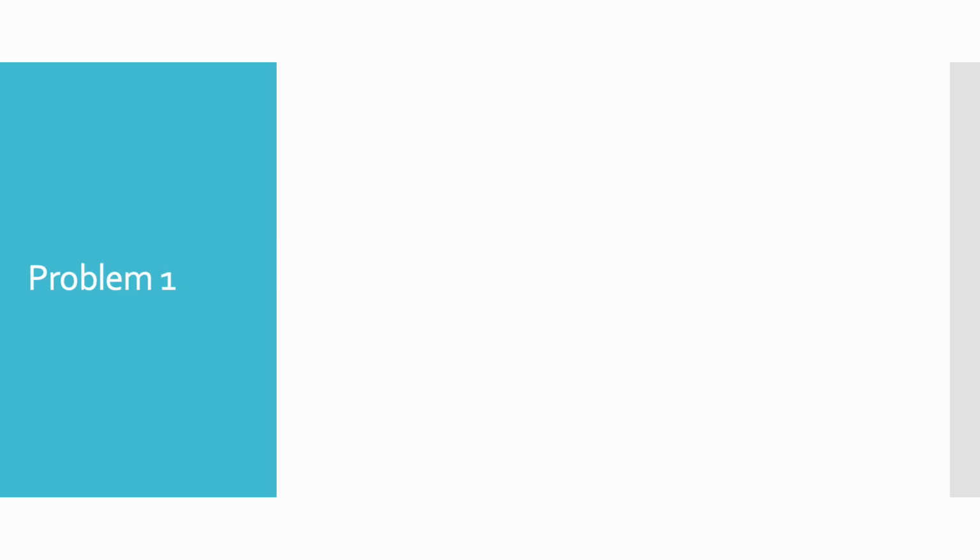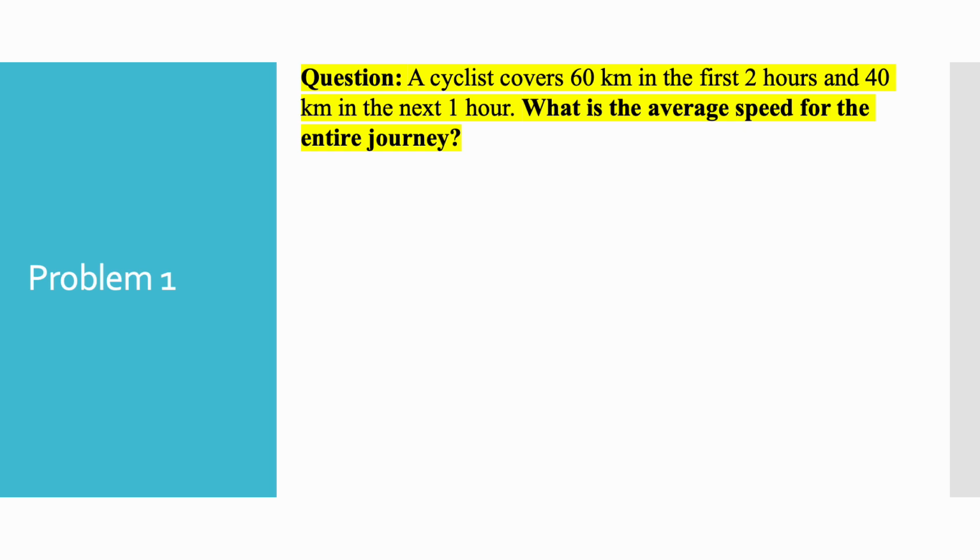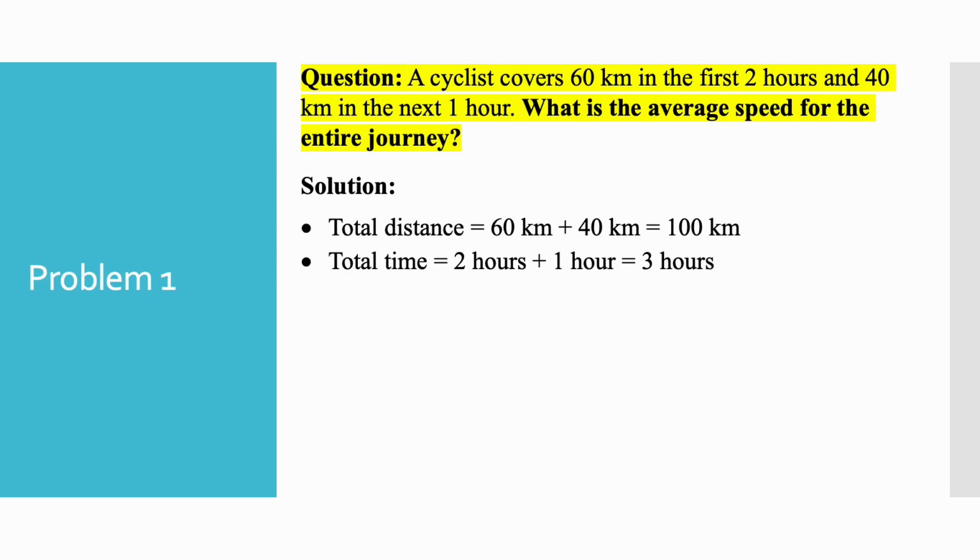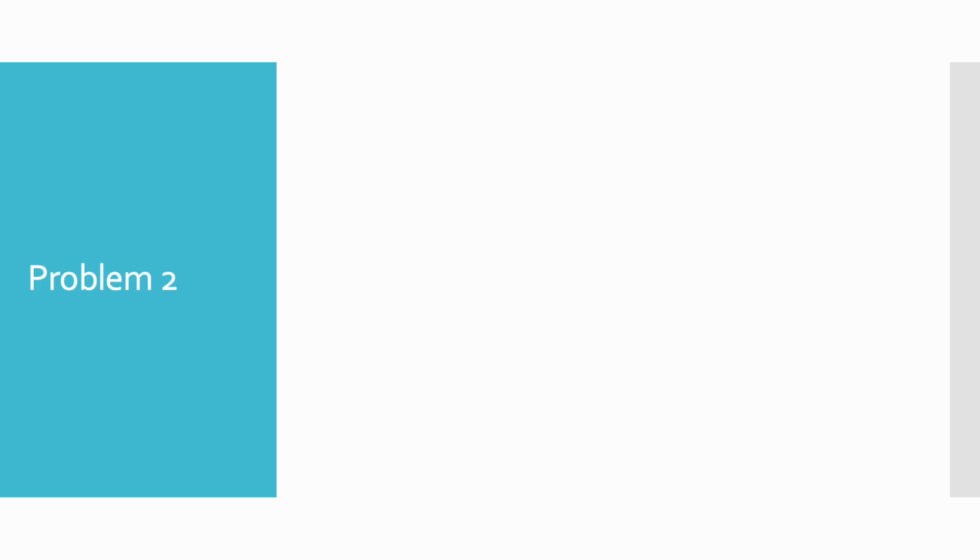Okay, the first problem is: a cyclist covers 60 kilometers in the first 2 hours and 40 kilometers in the next hour. What is the average speed for the entire journey? Total distance traveled is 60 kilometers in the first 2 hours and 40 kilometers in the next hour. So 60 plus 40 is 100. Total time is 3 hours. Average speed would be total distance divided by total time. So that would be 100 divided by 3, which is 33.3 kilometers per hour.